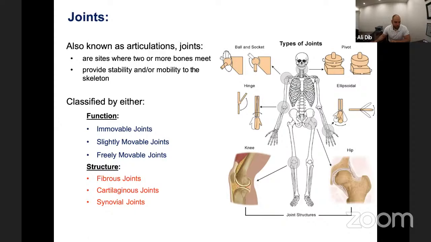So we also have the joints of the human body. This is where the movement does occur. And there are many types of joints. We have the ball and socket joint, we have the pivot joints, hinge joints, and they all have their own important functions.